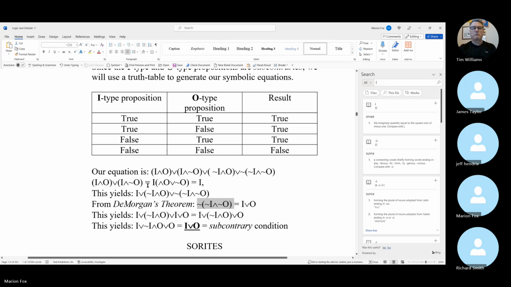Right? So this I or O can be true. That's your subcontrary condition. I or O can be true, either one of them. And so I is true or O is true, you get a true answer. That's a subcontrary condition. Any questions?